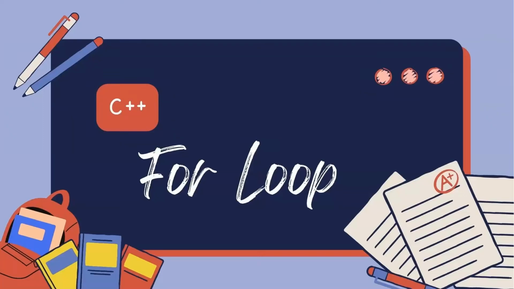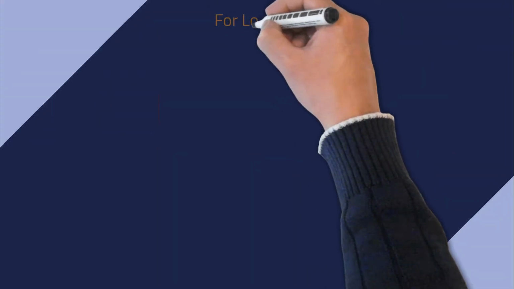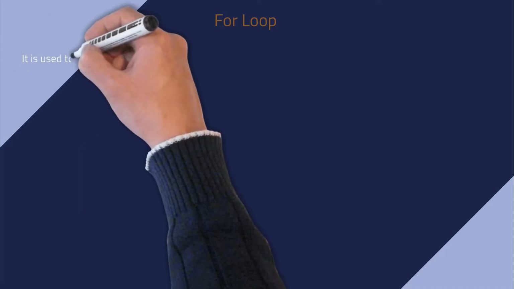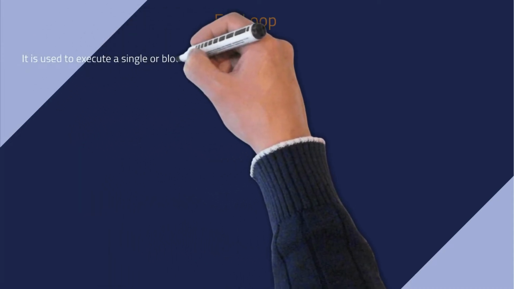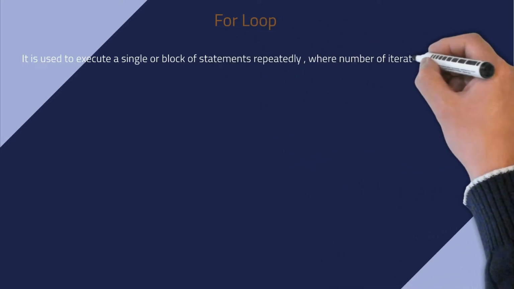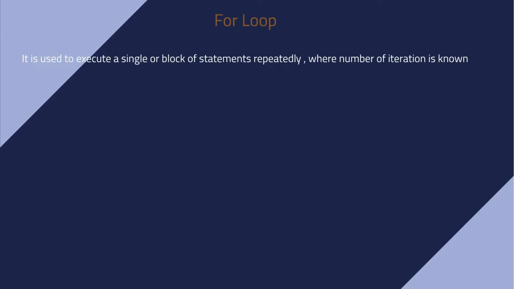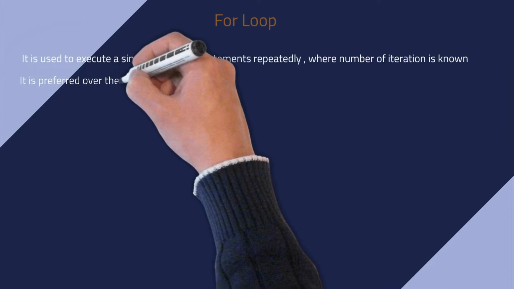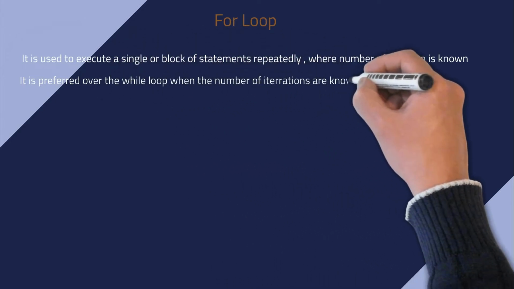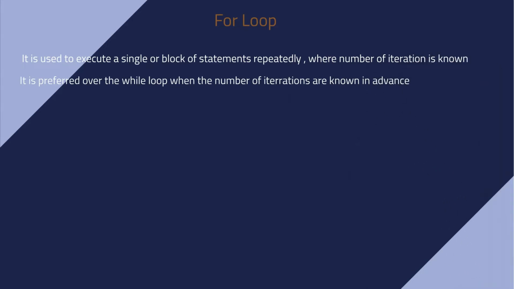In this video, we will discuss the for loop and its use in C++ programming. A for loop is used to execute a block of code multiple times. When we are aware of the number of times we need to execute the code in advance, it's preferred over the while loop. When we know the number of iterations, as in a while loop, the number of iterations is not known in advance.